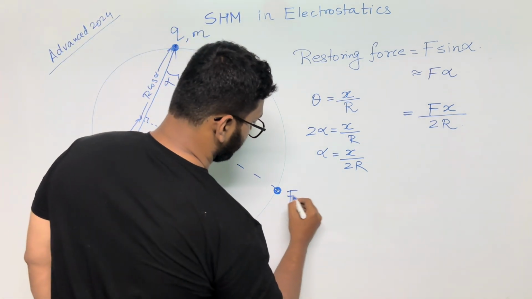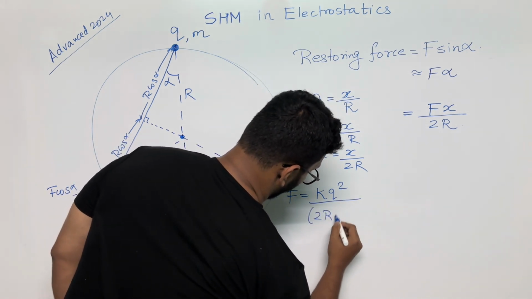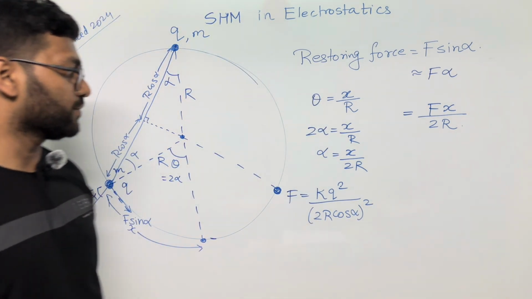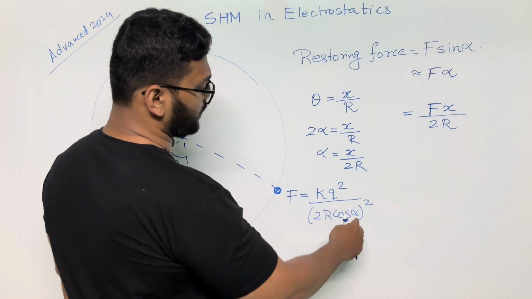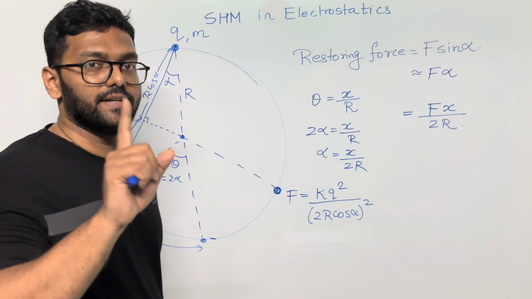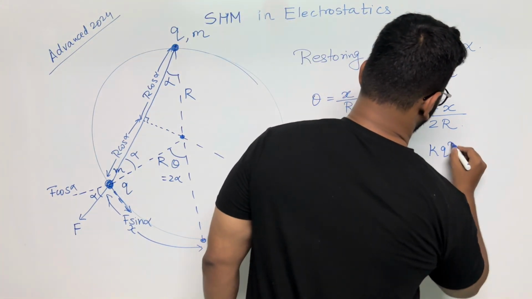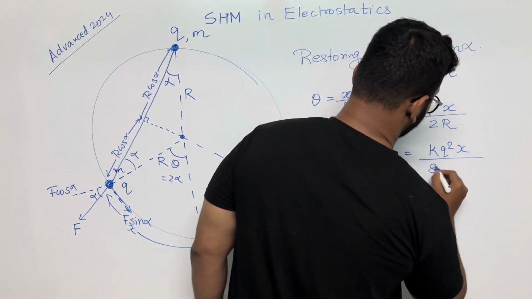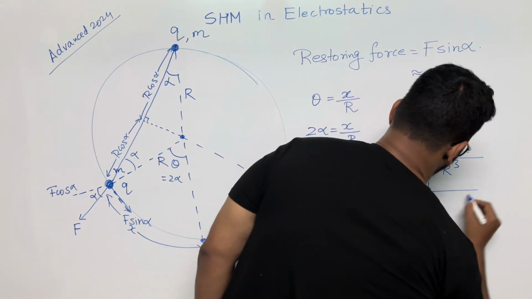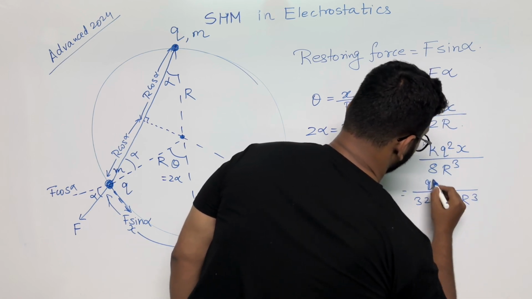So F is going to be kq square by (2r cos alpha) whole square, right? This is the electrostatic force. But alpha is a very small angle, so cos alpha can be approximated as 1. For small angles, cos alpha can be written as 1. So I can write it as kq square by 4r square. Directly I will write it over here: kq square x by 4r square times 2r, so it is 8r cube. But k is 1 upon 4 pi epsilon naught, so this will be q square x over 32 pi epsilon naught r cube.